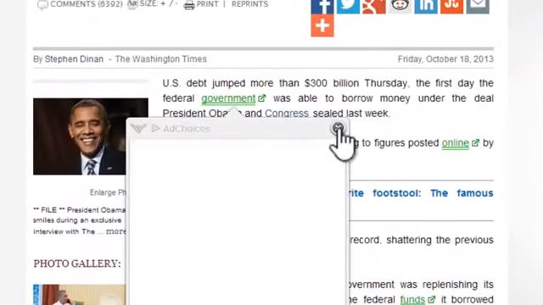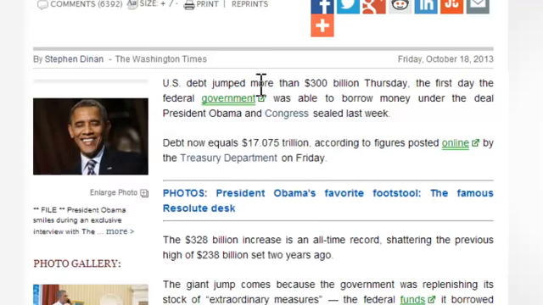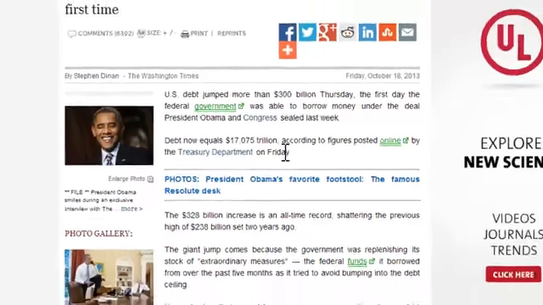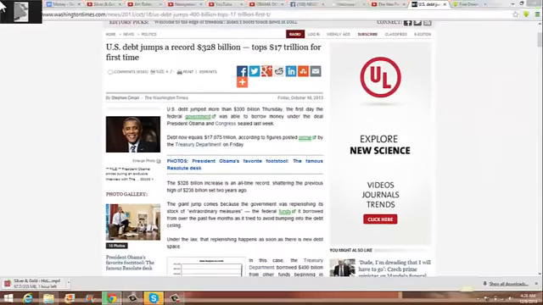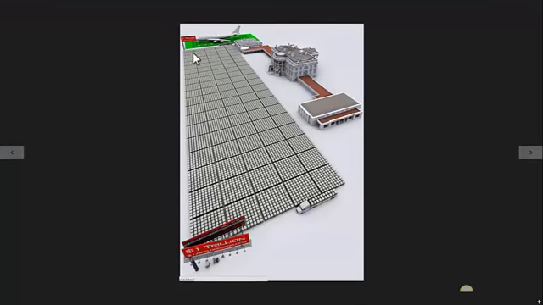It says the U.S. debt jumped more than 300 billion Thursday, the first day the federal government was able to borrow money under the deal President Obama and Congress sealed last week. Debt now equals 17 trillion, according to figures posted online by the National Treasury Department on Friday. Guys, 17 of these. 17 of them. And in this video that you're about to watch, you're going to see why that's extremely significant.